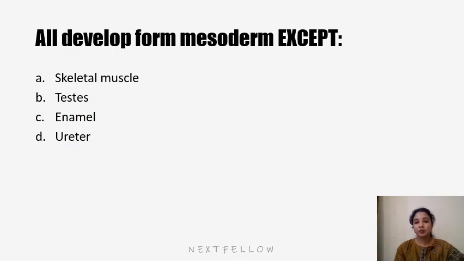So let us see some questions associated with these germ layers. All developed from mesoderm except: skeletal muscles, testis, enamel, ureter. I hope you would know the answer. Enamel of the teeth develops from surface ectoderm. The rest are all derived from the mesoderm. Ureter is from intermediate mesoderm, testis is from intermediate mesoderm, and paraxial mesoderm gives rise to skeletal muscles.